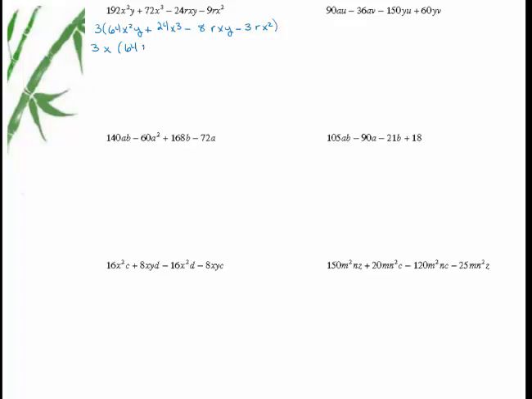So I have 64xy plus 24x squared minus 8ry minus 3rx. So I took one x away from here, one x away from there, that x away, and one of those away. Now I can break this into my groups. 64 and 24 have an 8 in common.